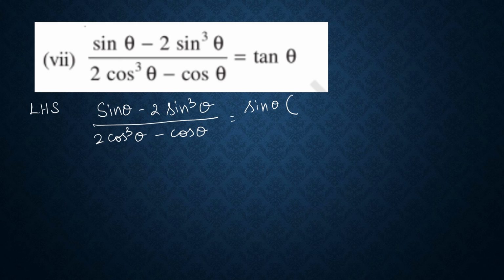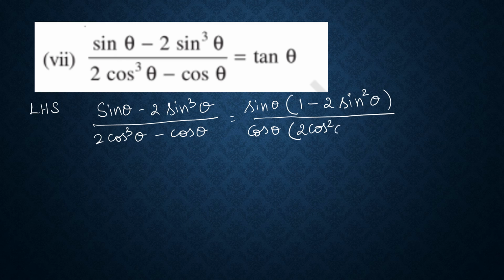Now from the numerator I am going to take sin theta out. When I take sin theta out, it will become 1 minus 2 sin square theta. In the same way, I have to take cos theta out from the denominator. When I take cos theta out, the cube will become square, so 2 cos square theta minus 1. From the numerator, taking sin theta out, this will become 1 and this will become sin square theta. From the denominator, taking cos theta out, cos cube theta becomes cos square theta and this will become 1, right?